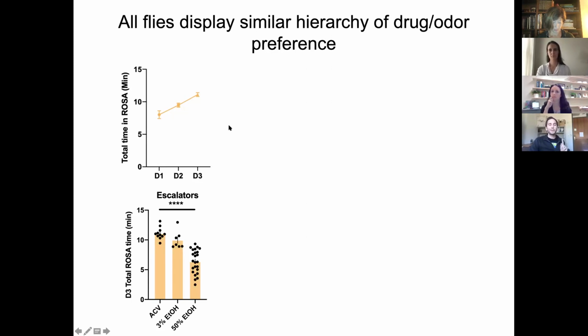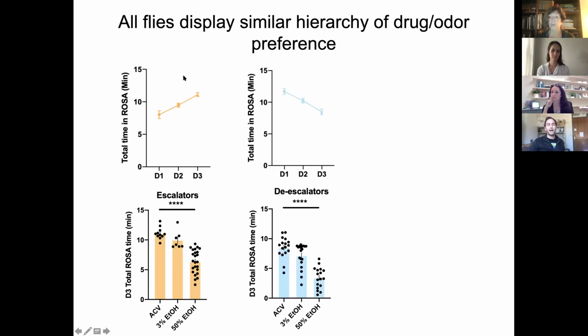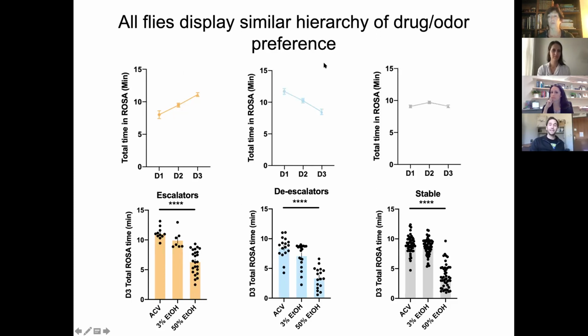But this is where it really got me excited, because when I do this same kind of analysis where I pull de-escalating or stable flies, this overall hierarchy of drug or odor preference is actually the same between the subpopulations. So what this potentially suggests is that at baseline, without considering the phenotype of self-administration of individual flies, there's an almost kind of hard-coded innate preference for odors, right?